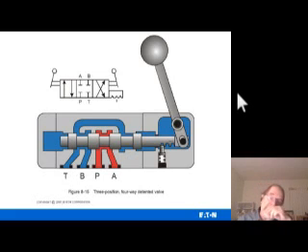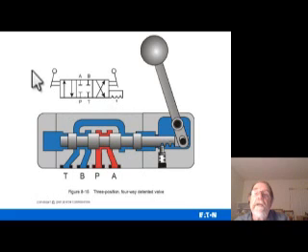Now here's a manual connection, and it's latched. See, it's got a little pawl on it, so whatever position you put it in. There are no springs, so you can move it back or forth to any position you want. So this is a four-way, three-position valve.